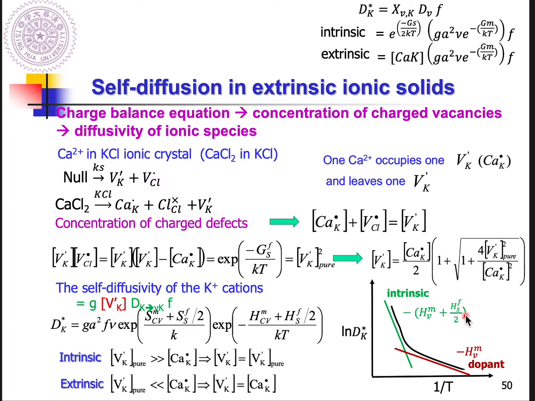By using this kind of method, you can know more about your doped materials just by measuring the diffusivity at different temperatures. Then you need to do the fitting, and you can get this value. As long as you get this value, then you can get the Schottky defect formation energy of your materials. Okay, so today just ended here.